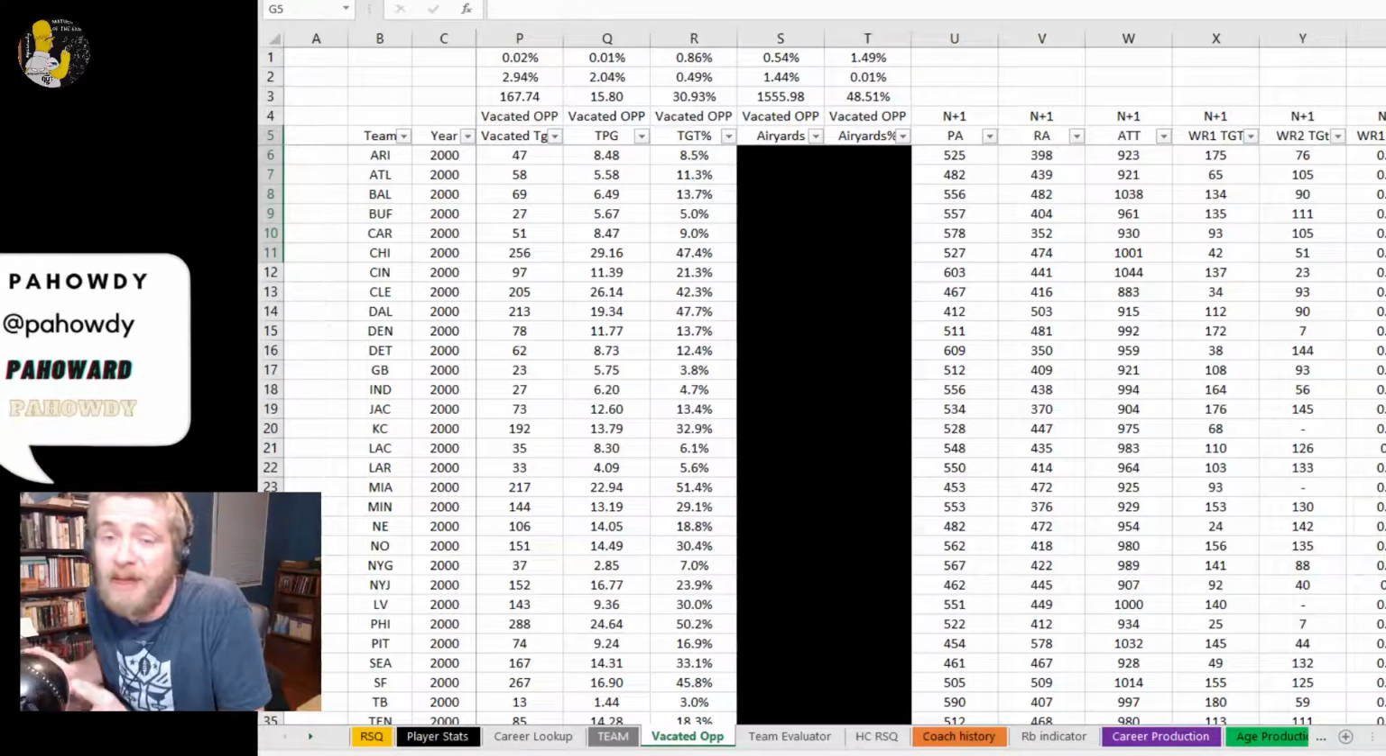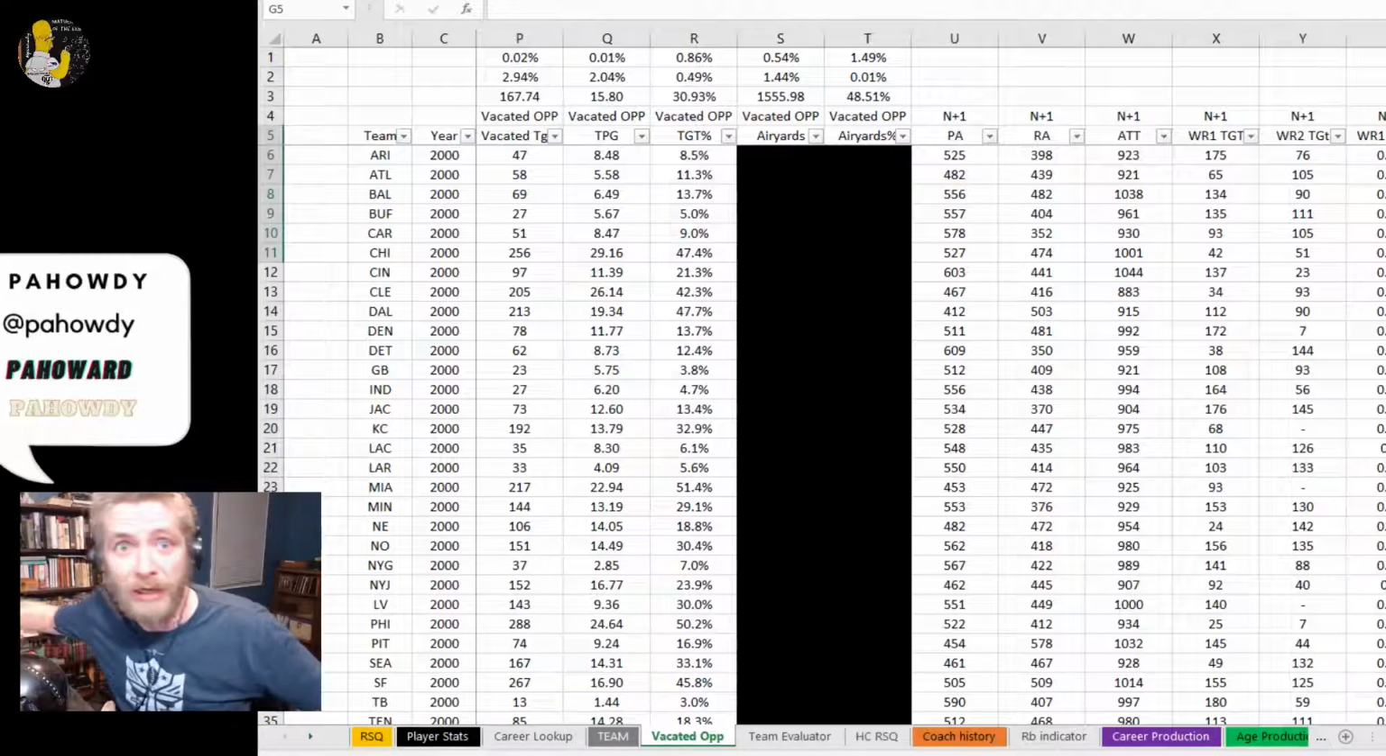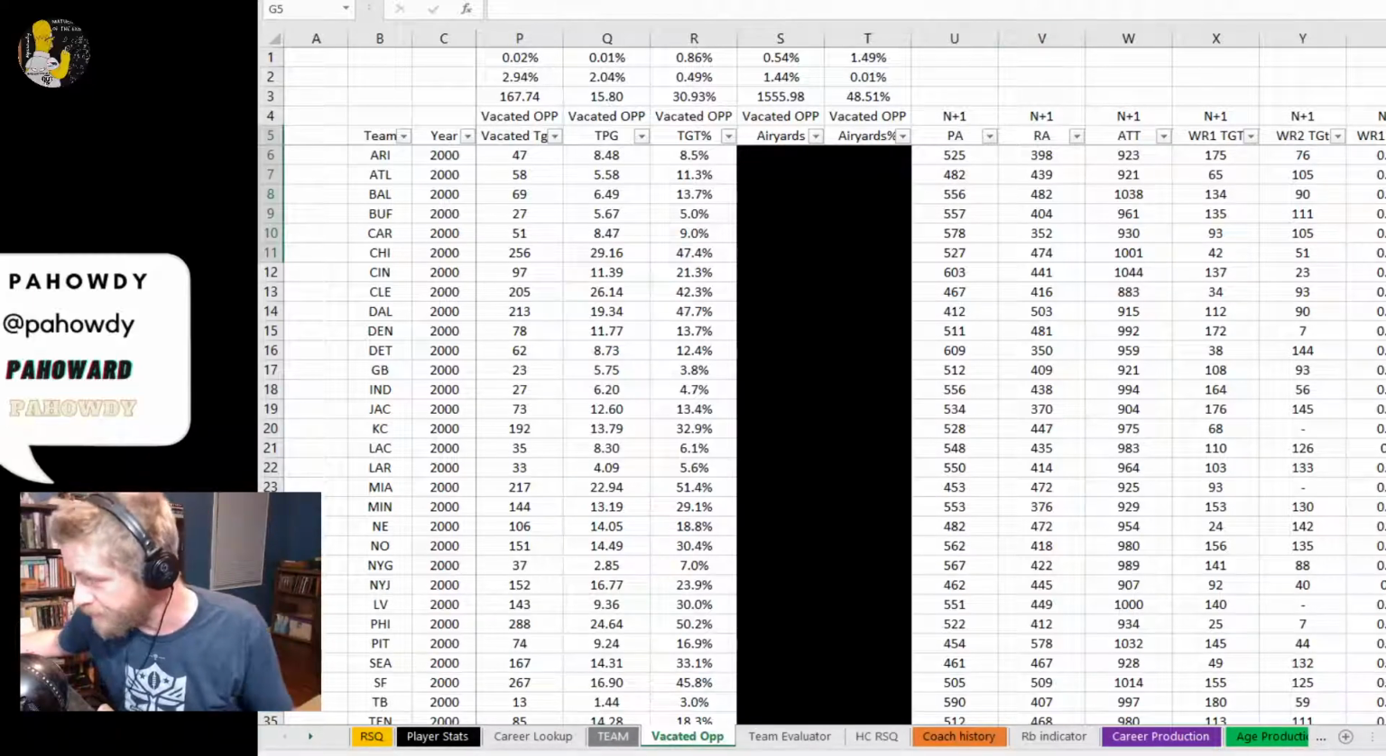No, in fact, the best answer I have for you is, if the player's never done anything interesting before, you could throw as many vacated targets as you want on that team. They're probably not going to do much with them. It'll just be distributed out in some other way or to better players that can co-opt a large target share. But I digress a little bit.